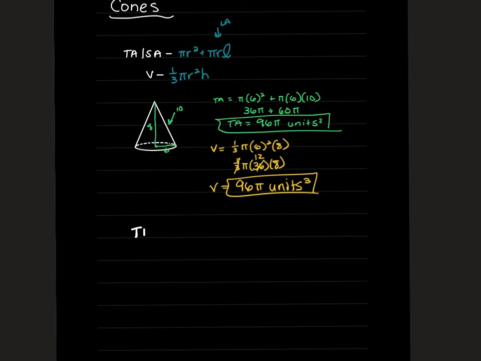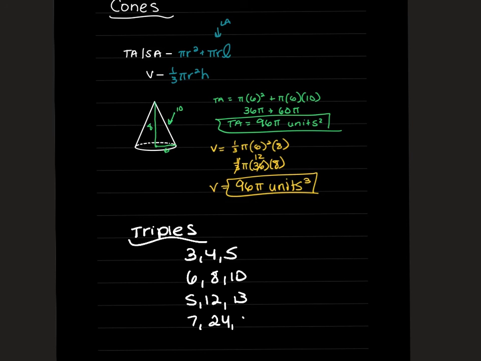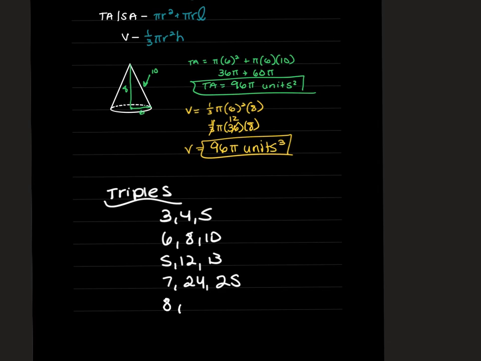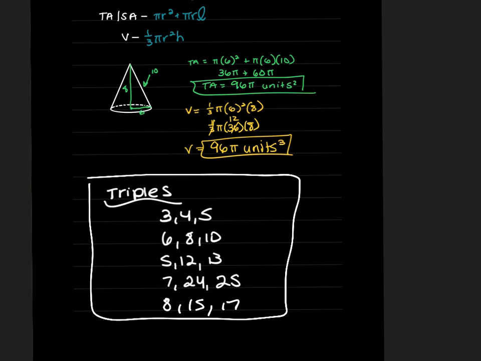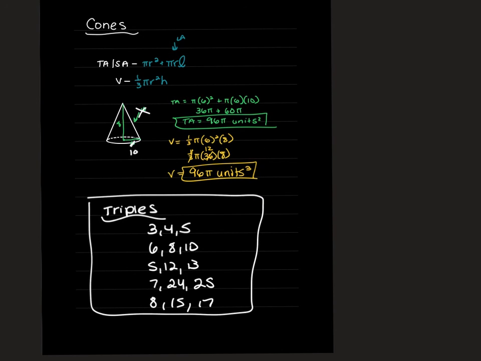So triples, you want to make a note of 3, 4, 5; 6, 8, 10; 5, 12, 13; 7, 24, 25; 8, 15, 17. These are the ones that we've seen the most. It doesn't hurt to put that on your formula sheet so you have quick access to it when you're looking through your questions. It doesn't mean that they're all going to be triples. You might have to do the Pythagorean theorem. For example, if this was 10 and that one was 8, then this would no longer be 10. You'd have to figure out that other side using the Pythagorean theorem. But you're definitely going to see at least some triples.